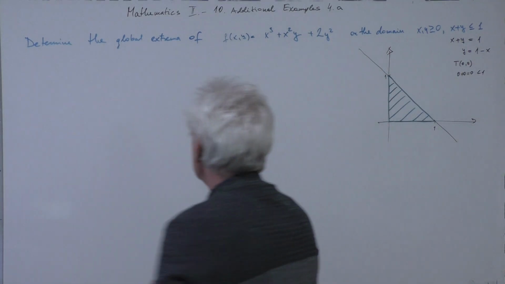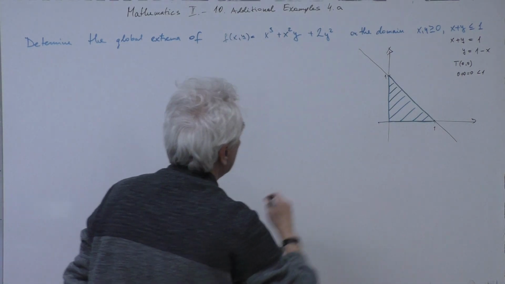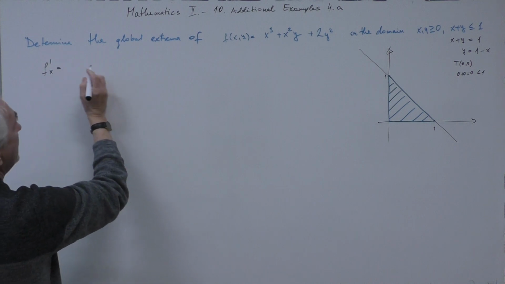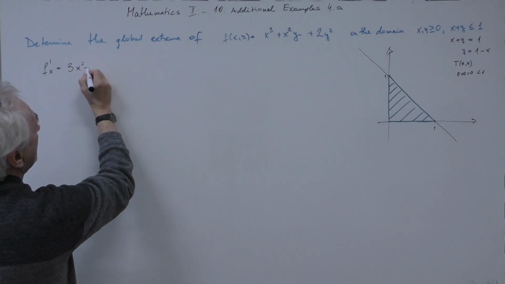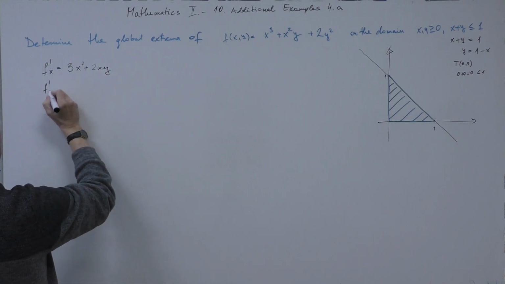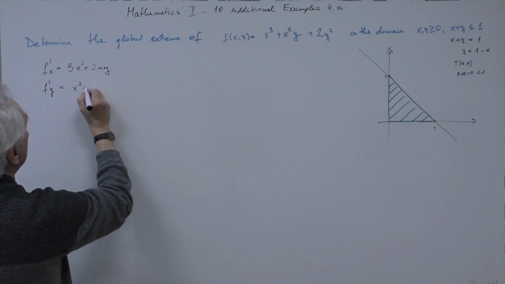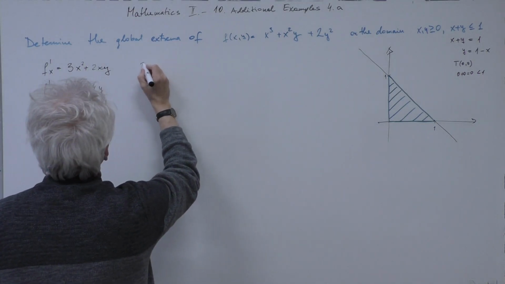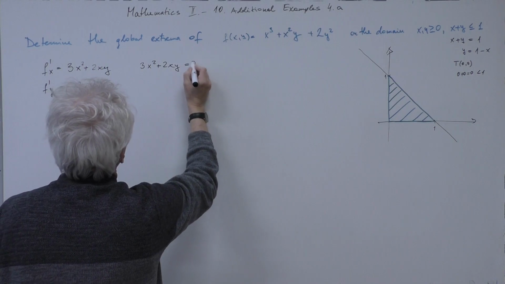So let's see, do we have critical points inside or not? To get that, we have to calculate the partial derivatives. The partial derivative with respect to x is 3x squared plus 2xy, and with respect to y it is x squared plus 4y. To get the critical points, we have to solve the following system of equations.